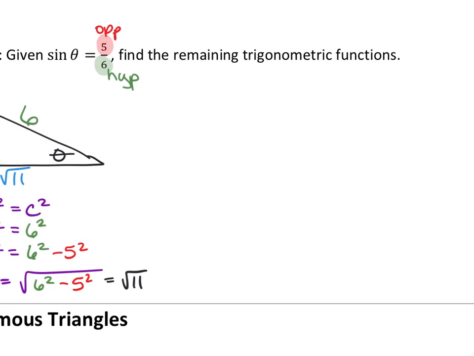Okay, now we can do all 6 trig functions. Pretty obvious. We know sine, because they gave it to us, 5 over 6. Woo! Cosine of theta. Ooh, I wrote an 8. What in the world? Cosine of theta would be what?